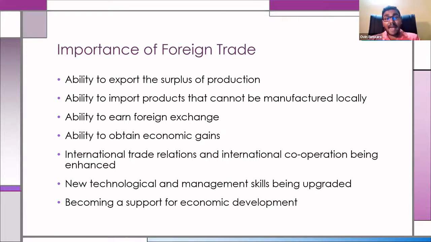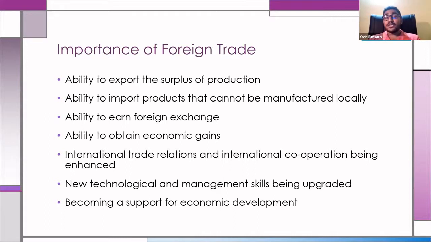And ability to import products that cannot be manufactured locally. As I mentioned earlier, right now we don't have any manufacturing plant within Sri Lanka that manufactures a motor vehicle from scratch. Yes, there are some assembling points where we import different parts of the vehicle, bring the chassis, assemble the parts onto the chassis and come up with the final motor vehicle. But we don't have any factory that manufactures a car from scratch. Because of that, we have to import. Otherwise, we don't have any kind of motor vehicle in Sri Lanka.